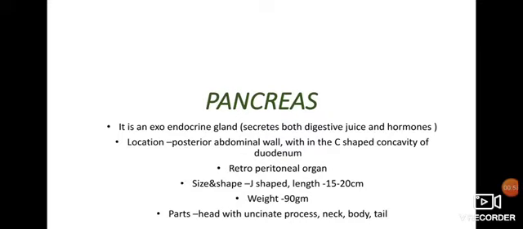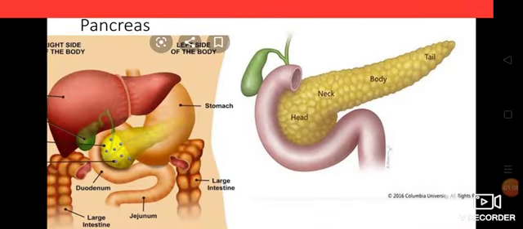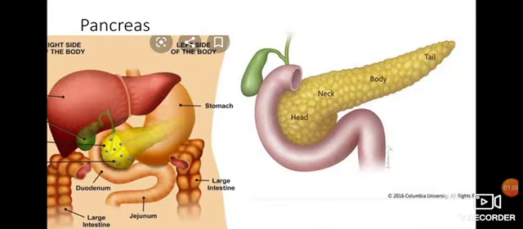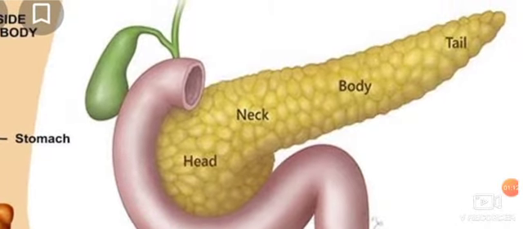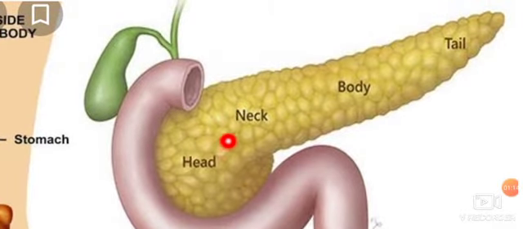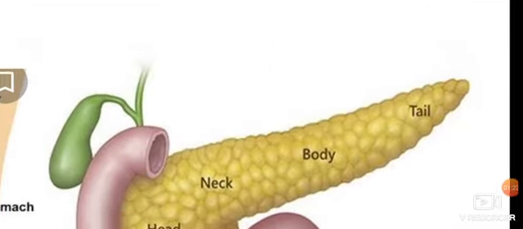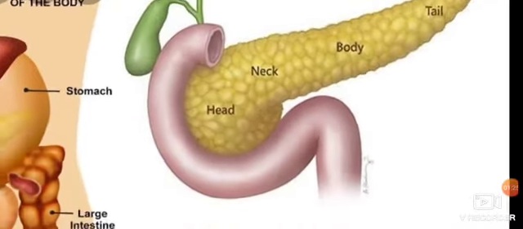Regarding the parts of the pancreas, it consists of a head with the uncinate process, a neck, a body and a tail. Here in this picture, what you can see is the head region, this is the neck region, this is the body and the tail. And we know this is present within the concavity of the duodenum.